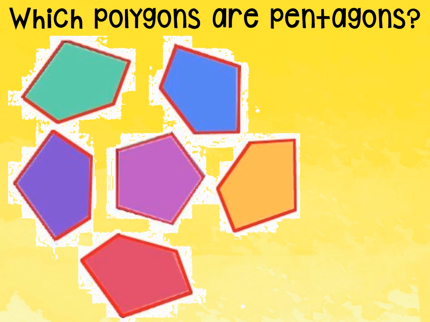Take a look at all of these different polygons. Just take a good look at them for a second. What I want you to do is look at all of them and decide which of them are pentagons. Remember what we learned about pentagons. Here's a hint if you don't remember. Pentagons have 5 sides, 5 angles, and 5 vertices. So which of these are pentagons?